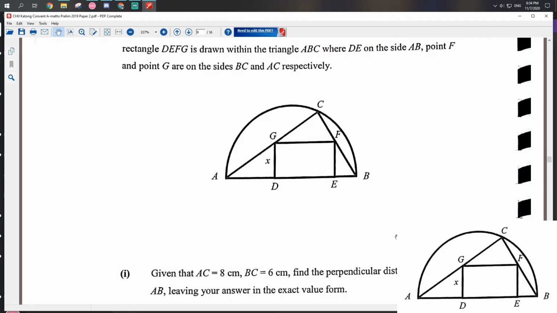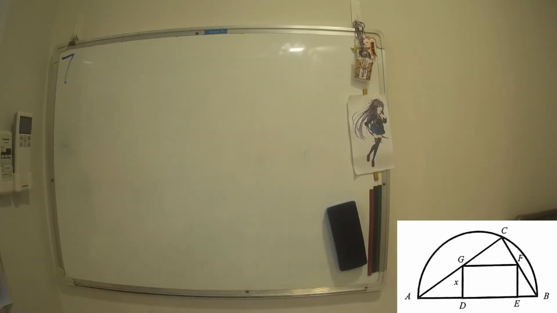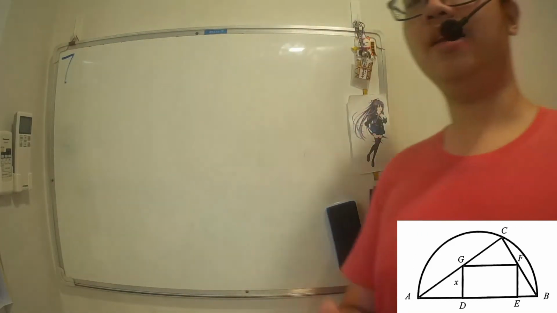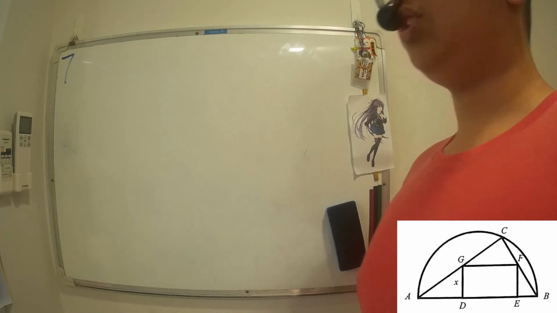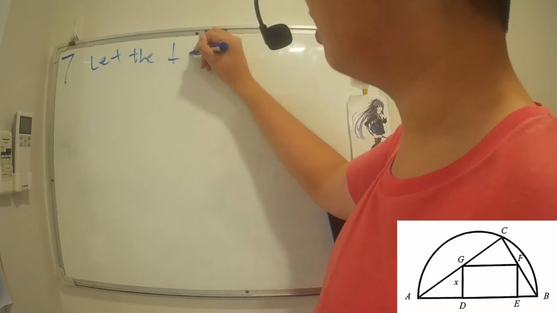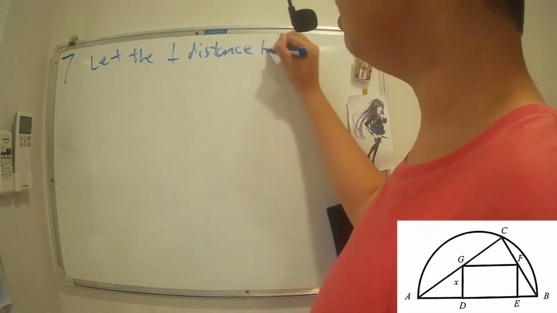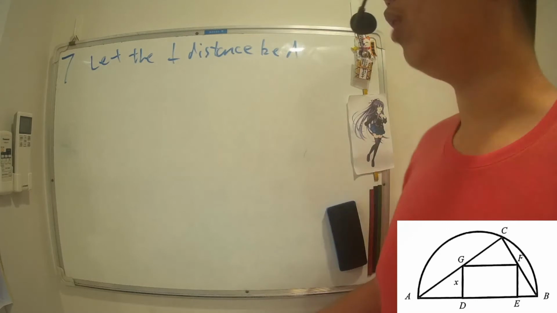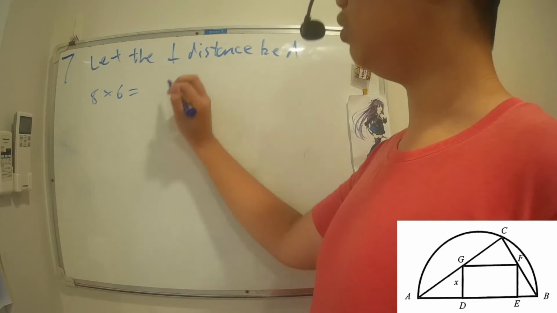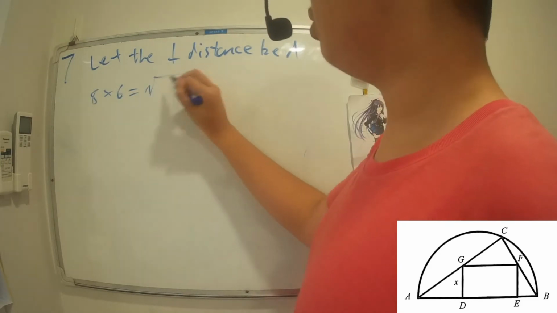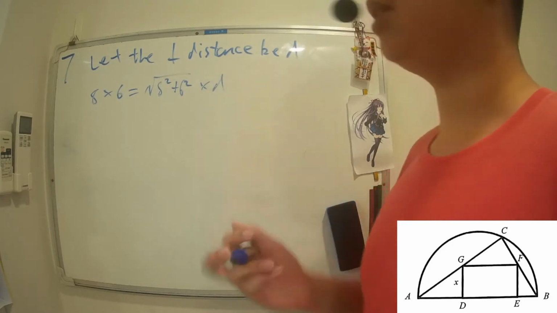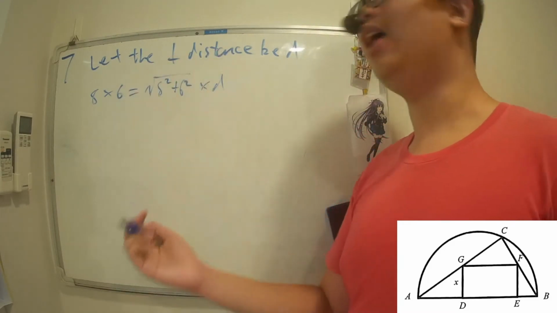Okay, I have a diagram here. Let's do this. This is very easy, right? I will use the different forms of half times base times height so that I can find the perpendicular distance. Let the perpendicular distance be D. Then I can say that 8 times 6 is equal to the square root of 8 squared plus 6 squared, times D, because I'm using half times base times height for both, so the halves cancel out.